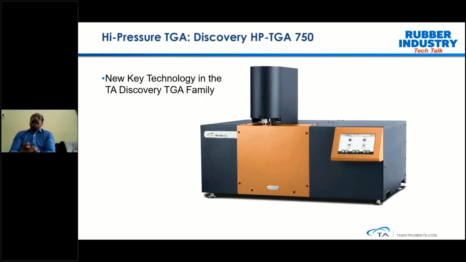Another high-res TG option we have is a high-pressure TG. TA Instruments offers this high-pressure TG as a model called HPTGA 750. In a normal TG run, we always study the material property in two aspects: either time and temperature, or we change the atmosphere. But we all know that the kinetics of decomposition also varies with respect to pressure. But pressure is often an ignored aspect.